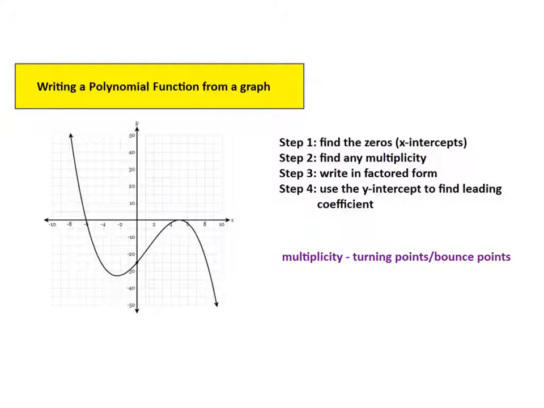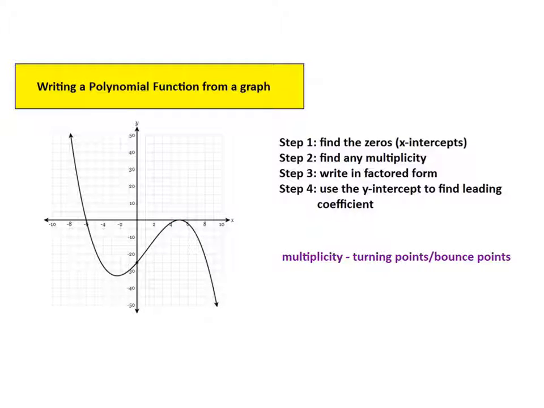So let's talk about what multiplicity is. Multiplicity shows up as turning points, also called bounce points. So here's an example where it kind of bounces, or there's a turning point at a zero, at an x-intercept, meaning there's actually a double root right there.